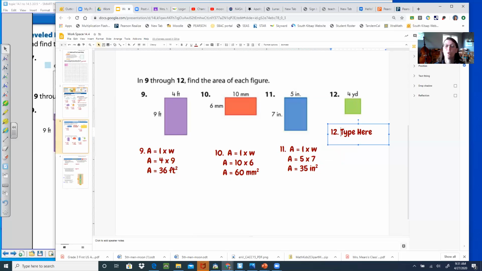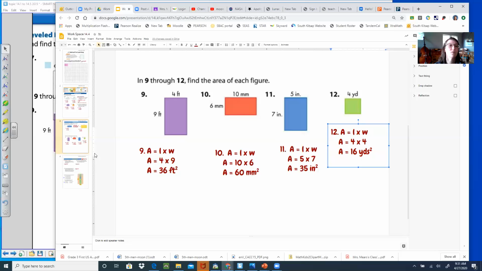Okay, ooh, that one's a square. I'm still going to use the length times width. I'm not going to do a whole bunch of that side squared. Okay, let's get rid of where it says type here. Alrighty, so 4 yards. Oh, I already have a 4, that's nice. So 4 times 4, and 4 times 4 is not 36. Hopefully you went, ooh, that's 16, Mrs. Mears. And oop, it's yards. I need to get rid of this feet. So YD, yes, yards squared. Yay, done with that page.